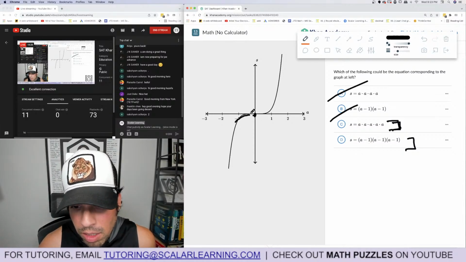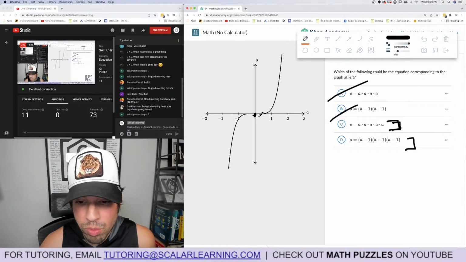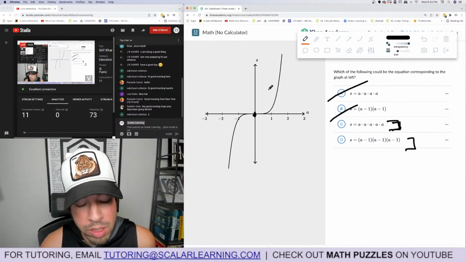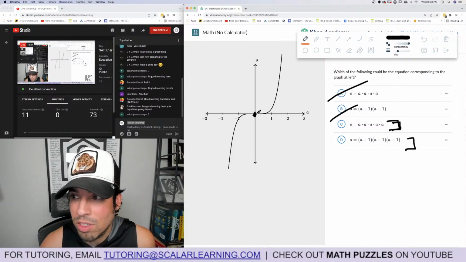I know it looks like it's on 0 the whole time, but what this is showing is that it's really flat, but it's only hitting 0. It's only hitting the x-axis at 0, 0.